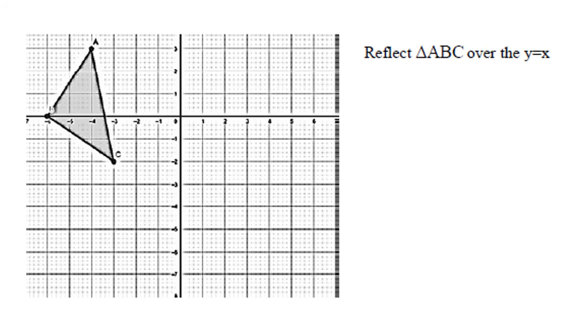So in the previous couple examples, we were reflecting over an axis, but that's not always going to be the case. Let's consider the example where we're reflecting triangle ABC over the line y equals x. Well, we need to remember from Algebra 1 what the line y equals x looks like.